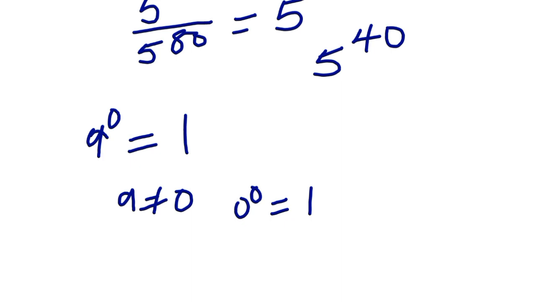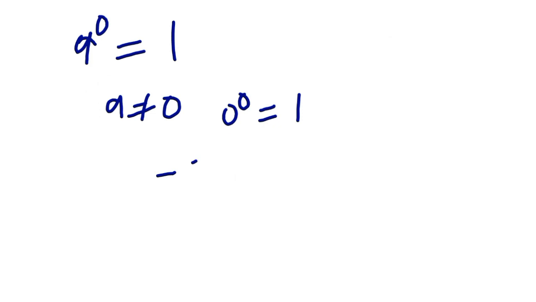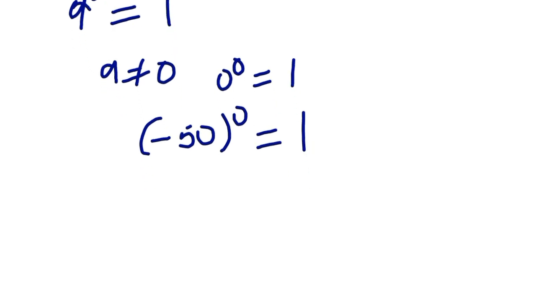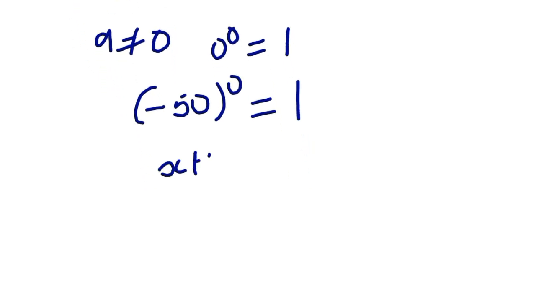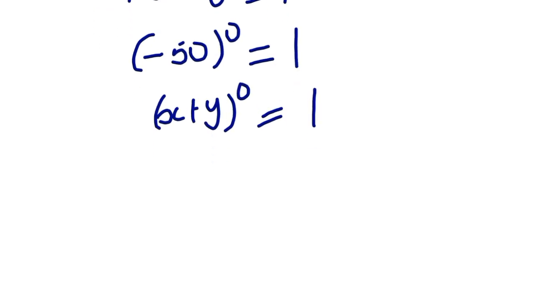Now let's take for example, when you have minus 50 all raised to the power of 0, this is still equal to 1. Even when you have x plus y all raised to the power of 0, it is still equal to 1. Now let's solve this. When you have minus 5 raised to the power of 0, what will this give us? Since the minus is not raised to the power of 0, this is going to give us minus 1, because we're just going to raise 5 to the power of 0, which is 1, and we'll still bring back our minus.